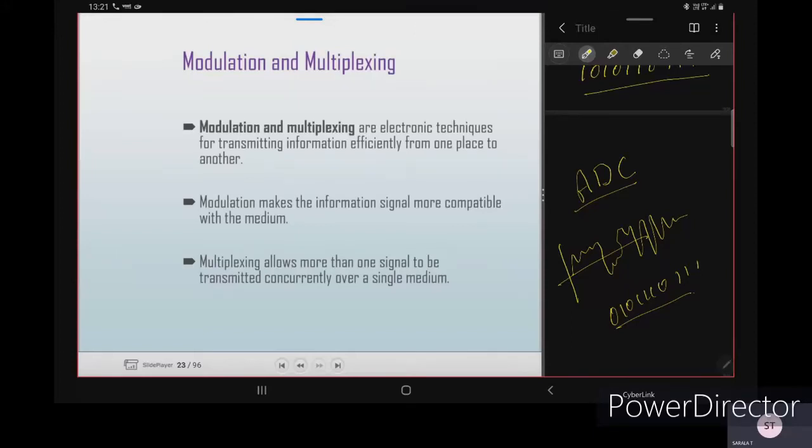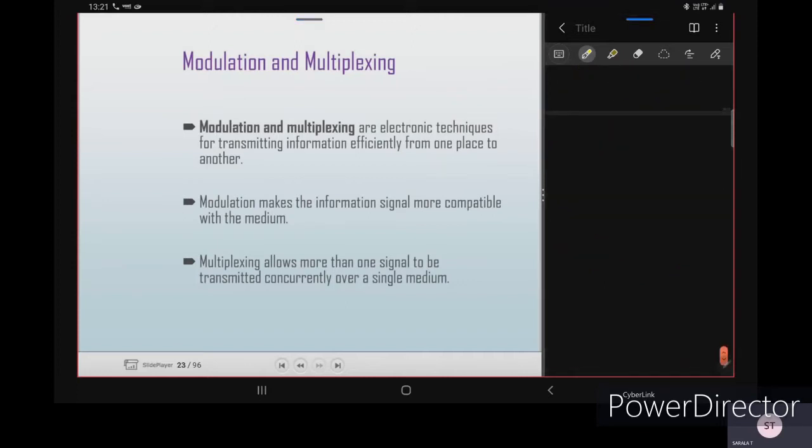Modulation and multiplexing. Modulation and multiplexing are electronic techniques for transmitting information effectively from one place to another. You want to transmit the data from one place to another, and for that, these are the effective methods or techniques to transmit the information.